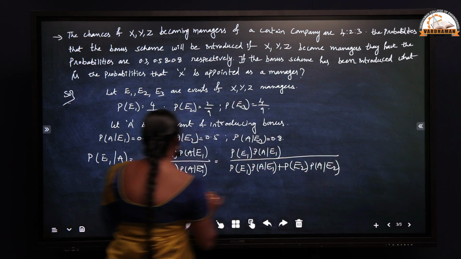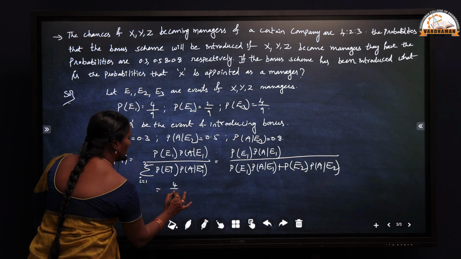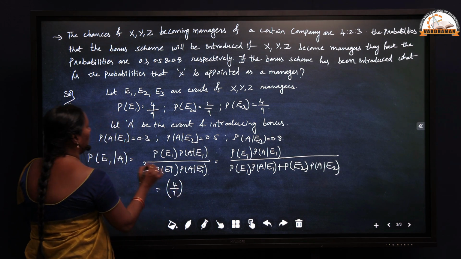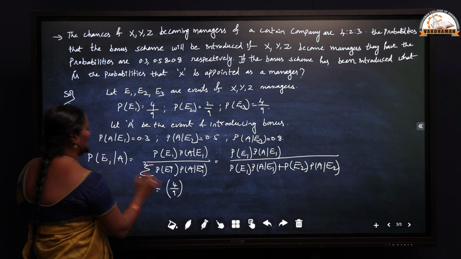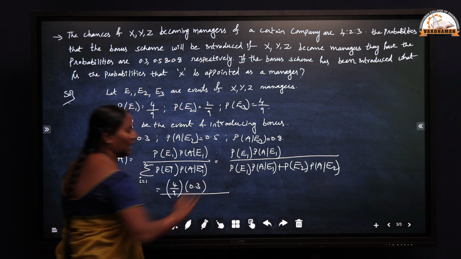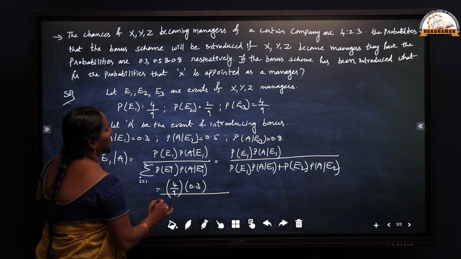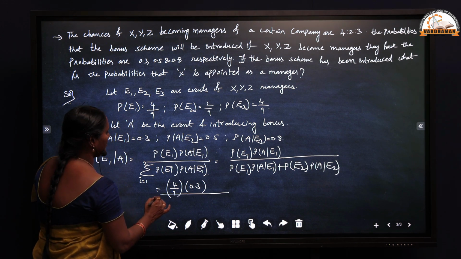Now let us see what P of E1 is in the given problem. P of E1 is equal to 4 by 9. P of A given E1, what is it? This is 0.3. In the denominator, we are adding two values. What are the two values again? P of E1 is what? 4 by 9.